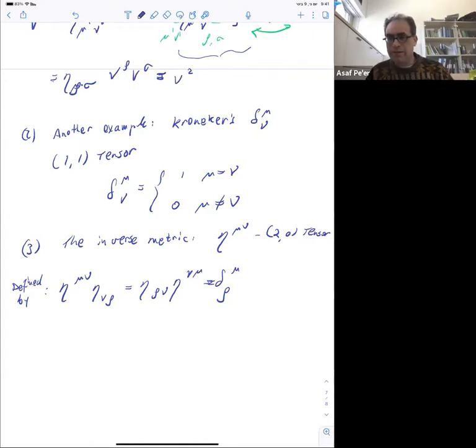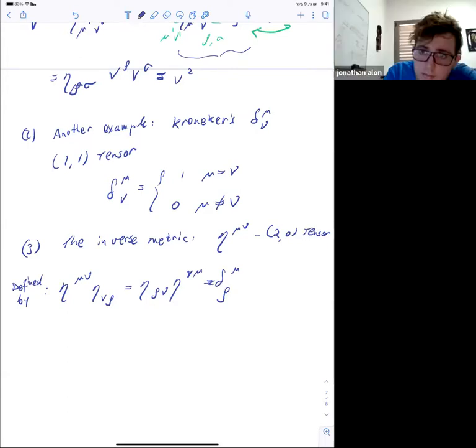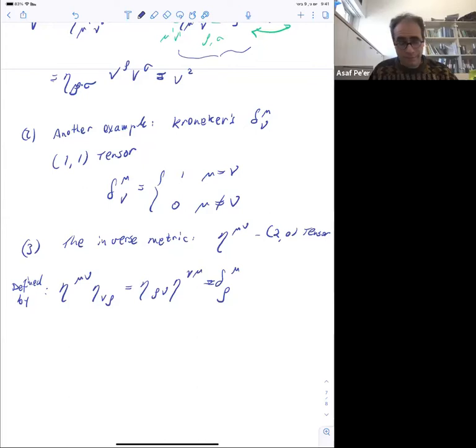Now, in Minkowski space, how do the inverse metric elements look? Exactly the same as the metric. But be careful, because this is only true in flat space in Cartesian coordinates. If we go to curved spaces, it's not going to be so simple.